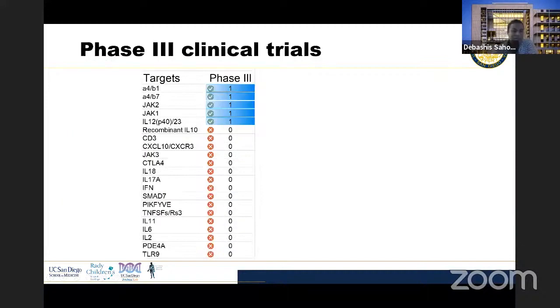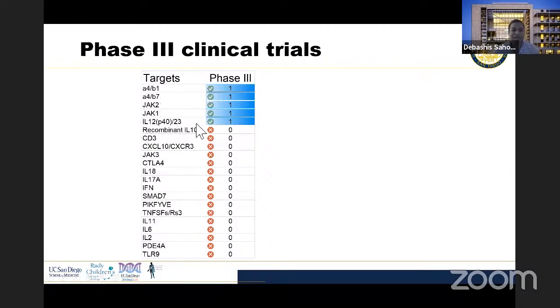The grand challenge here is we have a lot of drugs available for IBD. There are many that are already approved after phase 3, and there are many drugs that actually failed during phase 1, 2, and 3. And we know them very well.